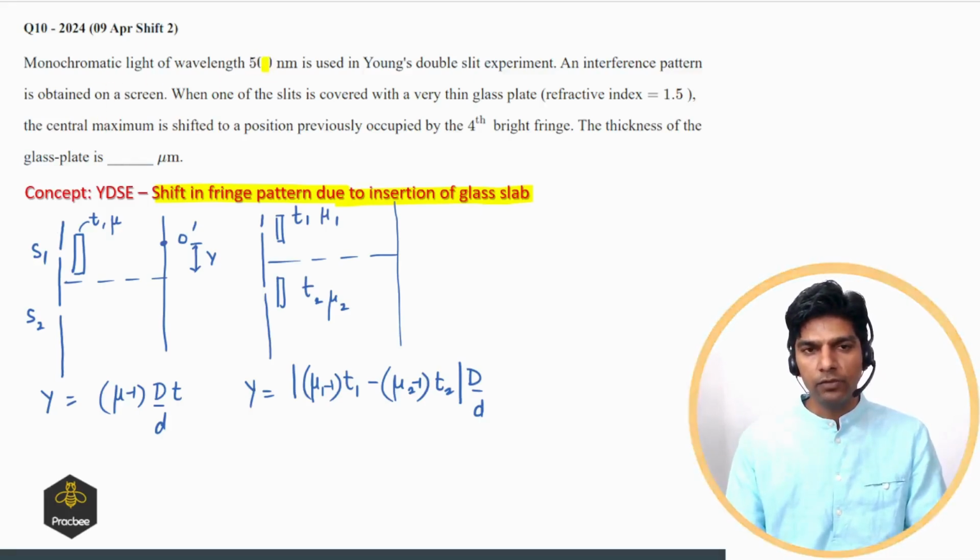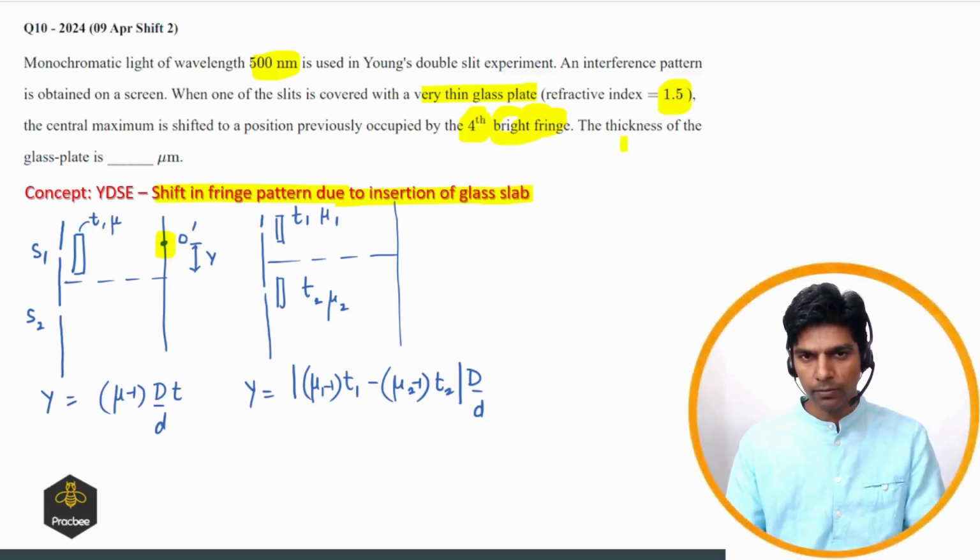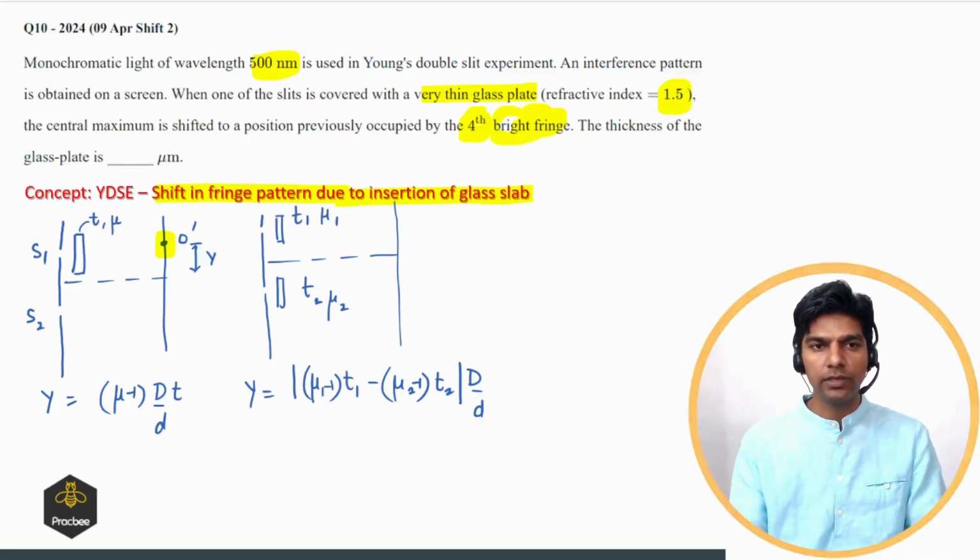Now, monochromatic light of wavelength 500 nanometer is used in YDSE. An interference pattern is obtained on the screen when one of the slits is covered with a very thin glass slab of refractive index 1.5. The central maxima is shifted to a position previously occupied by the fourth bright fringe. So it is saying that this particular location was previously the location of the fourth bright fringe. We have to calculate the thickness of the glass slab, so y is also equal to 4 times D lambda by d.